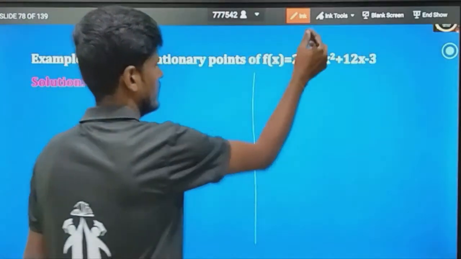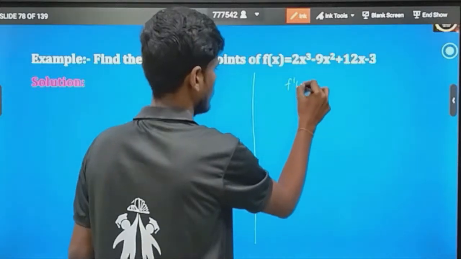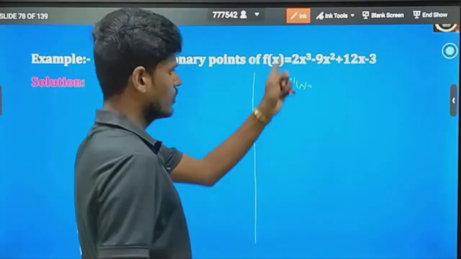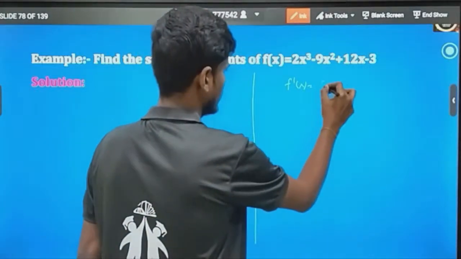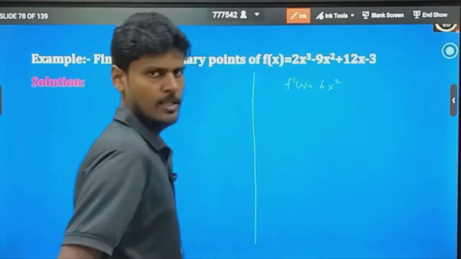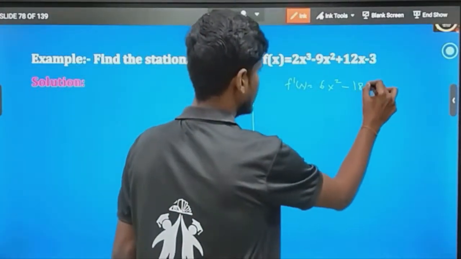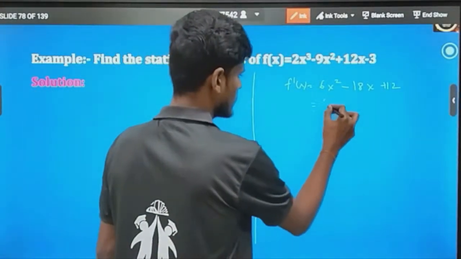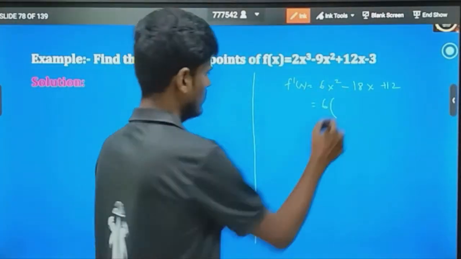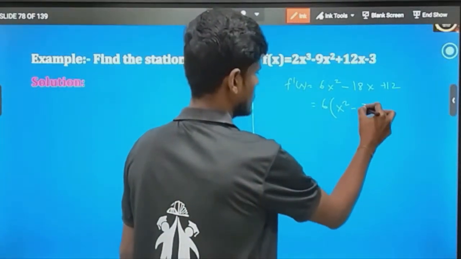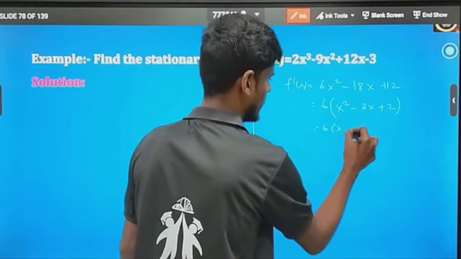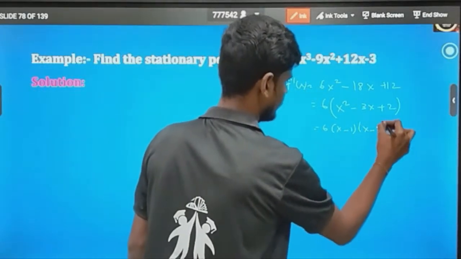Then what we need to do? Find f dash of x. Differentiate this, what do we get? 2x cube differentiation is 2 into 3, 6x square, minus 18 into x plus 12. And 6 is common in all the terms, so this is equal to 6 into x square minus 3x plus 2, that is 6 into x minus 1 into x minus 2.